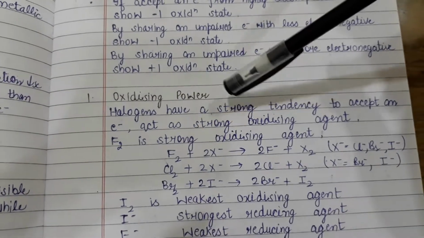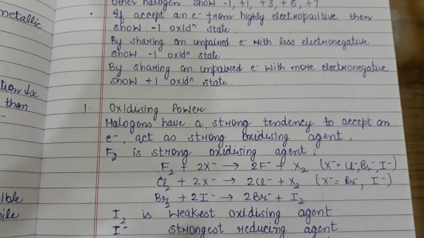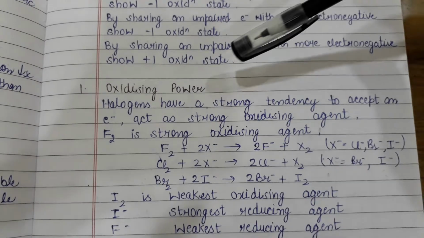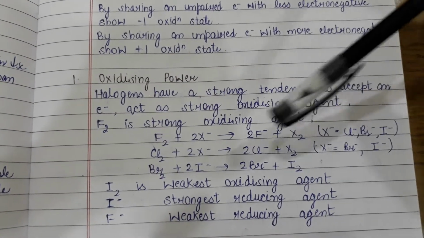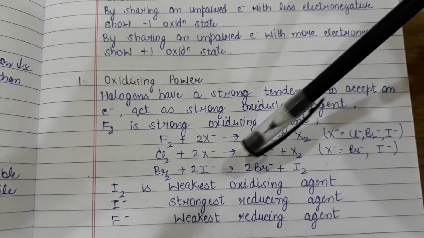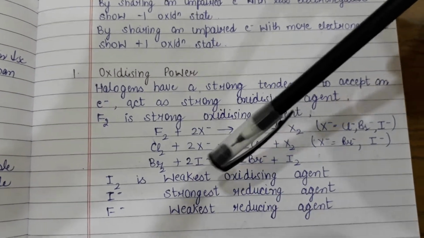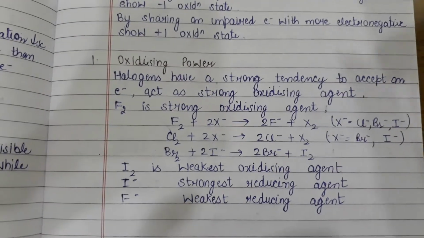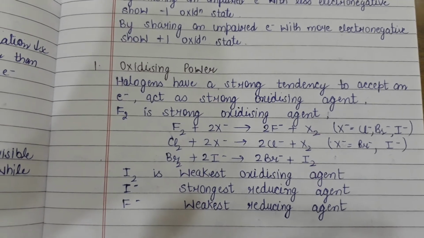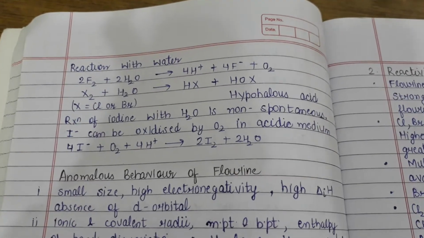Now, oxidizing power. Halogens have a strong tendency to accept an electron because they then become like a noble gas. F2 is a strong oxidizing agent, so it converts into the fluoride ion, and chlorine oxidizes bromine and iodine, and bromine oxidizes only iodine. I2 is the weakest oxidizing agent, I⁻ is the strongest reducing agent, and F⁻ is the weakest reducing agent.